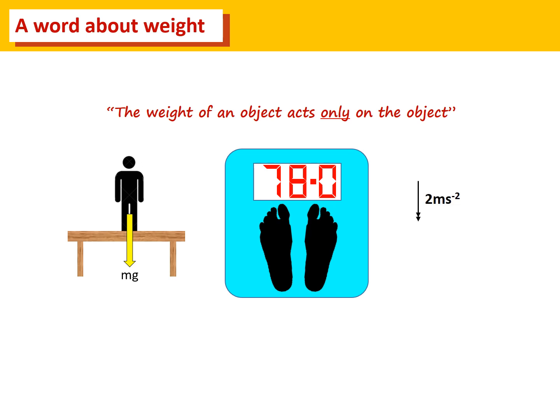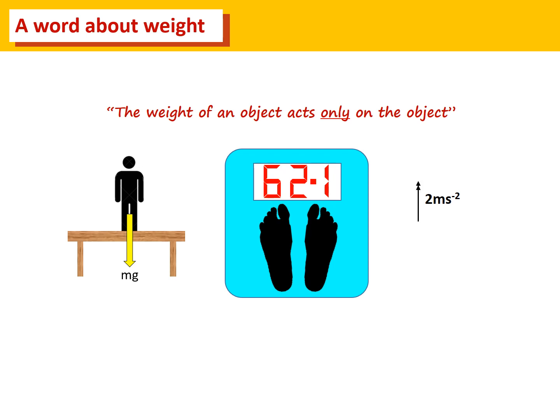Now, if you were in a lift, standing on your scales, and the lift was accelerating downwards at 2 meters per second squared, in actual fact, you wouldn't see 78.0 kilograms on your scales. You'd actually only see 62.1 kilograms. Now, clearly, your mass has not changed, but what is showing on the scales has changed. Therefore, that calls into question, is the number that's shown on the scales really your mass?